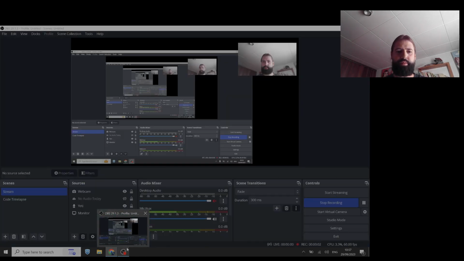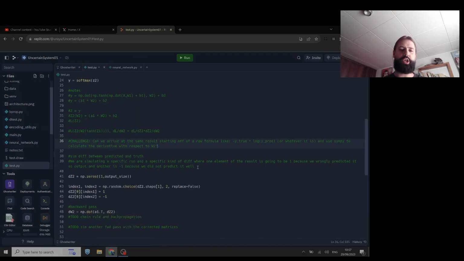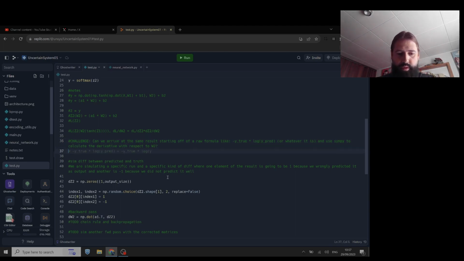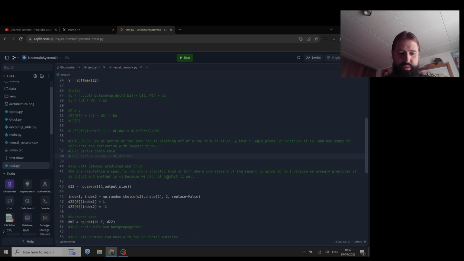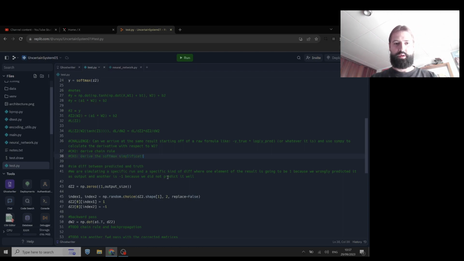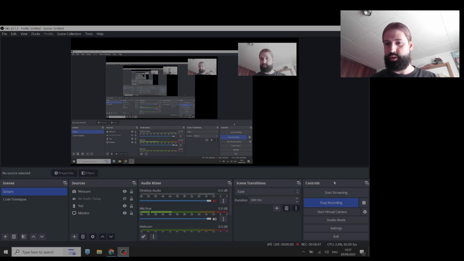But then I also want to know why the chain rule works at all. So challenge 2, derive the chain rule. Challenge 3, write the softmax simplification. Okay, I think this is a good thing to work on. That was a fruitful session.